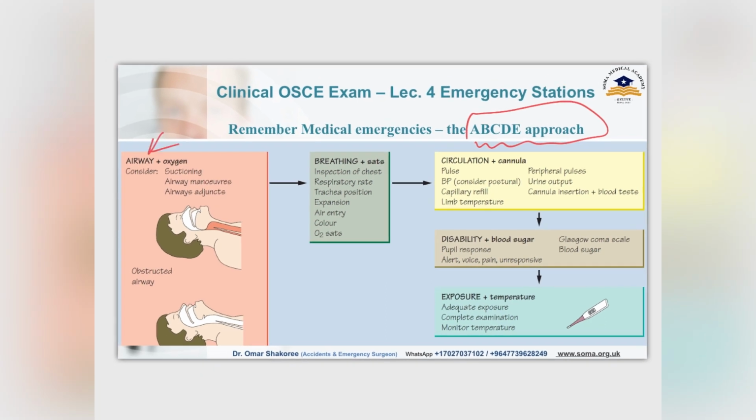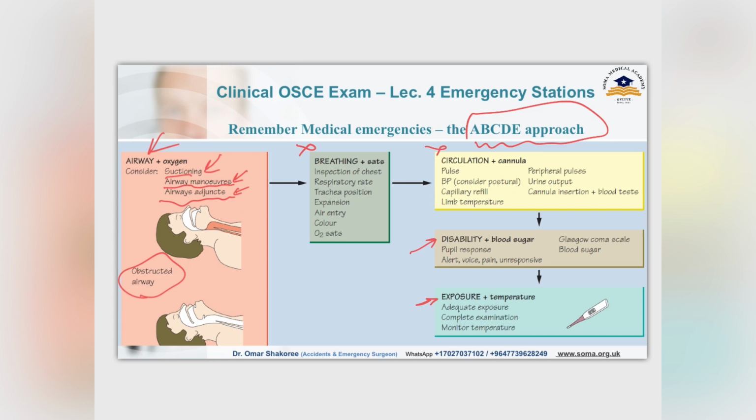The A is for airway, the B for breathing, the C for circulation, D for disability plus blood sugar, and E for exposure plus temperature. For airway, always consider suctioning and airway maneuvers to open the airway, and airway adjuncts to maintain the airway. For obstructed airway, we will learn this in another scenario.